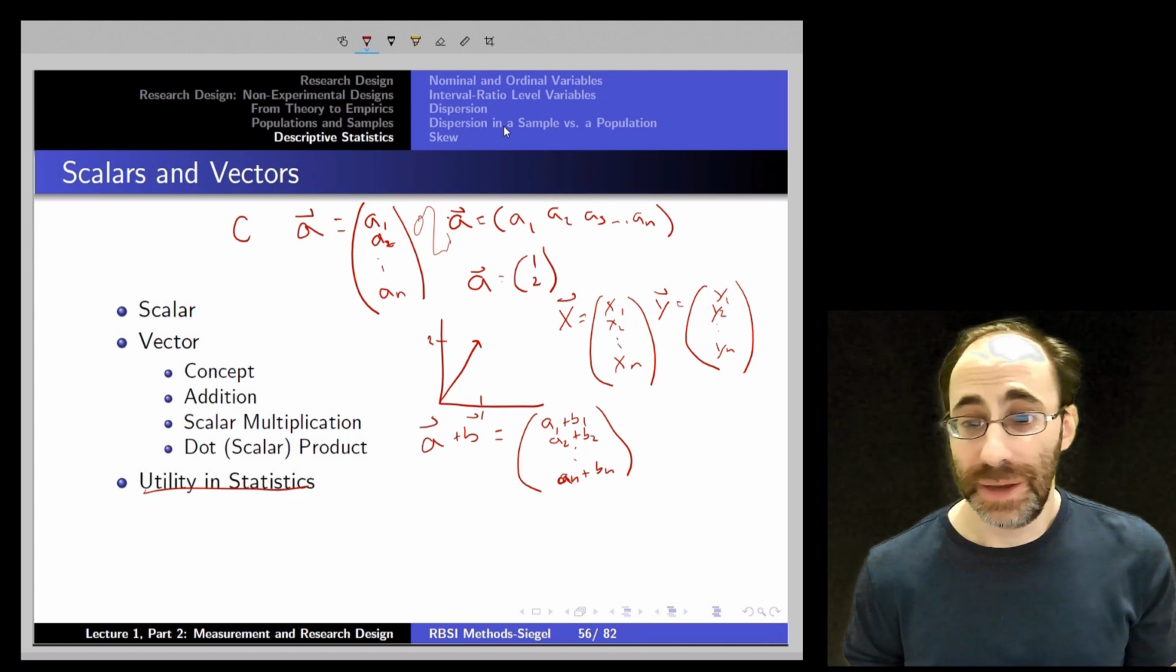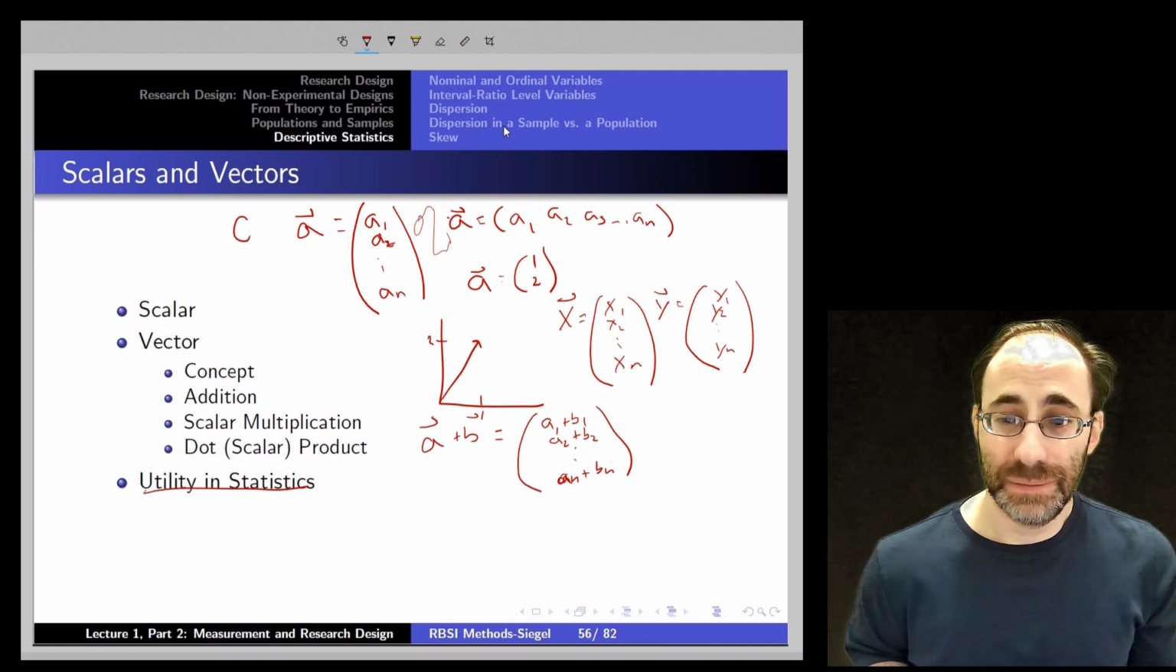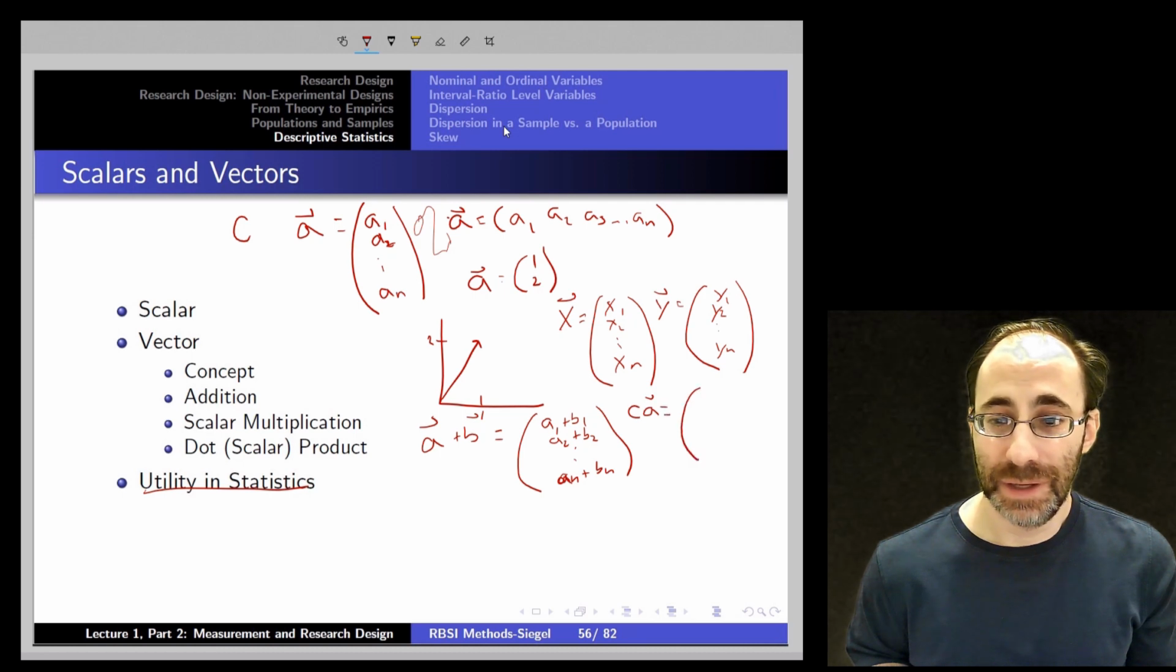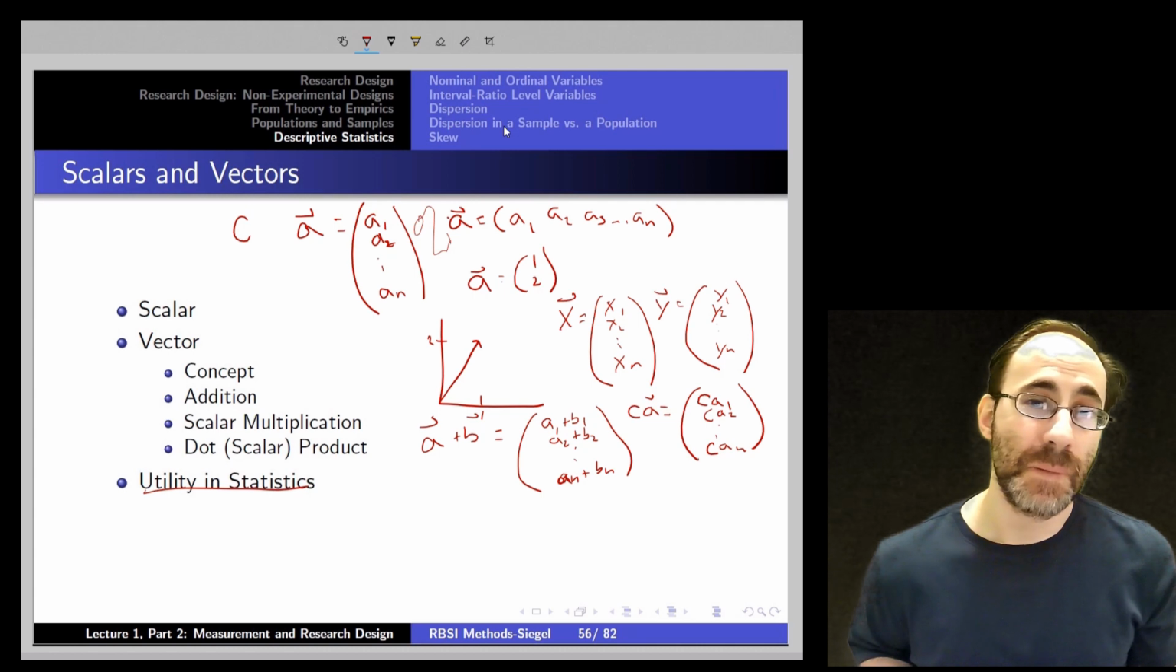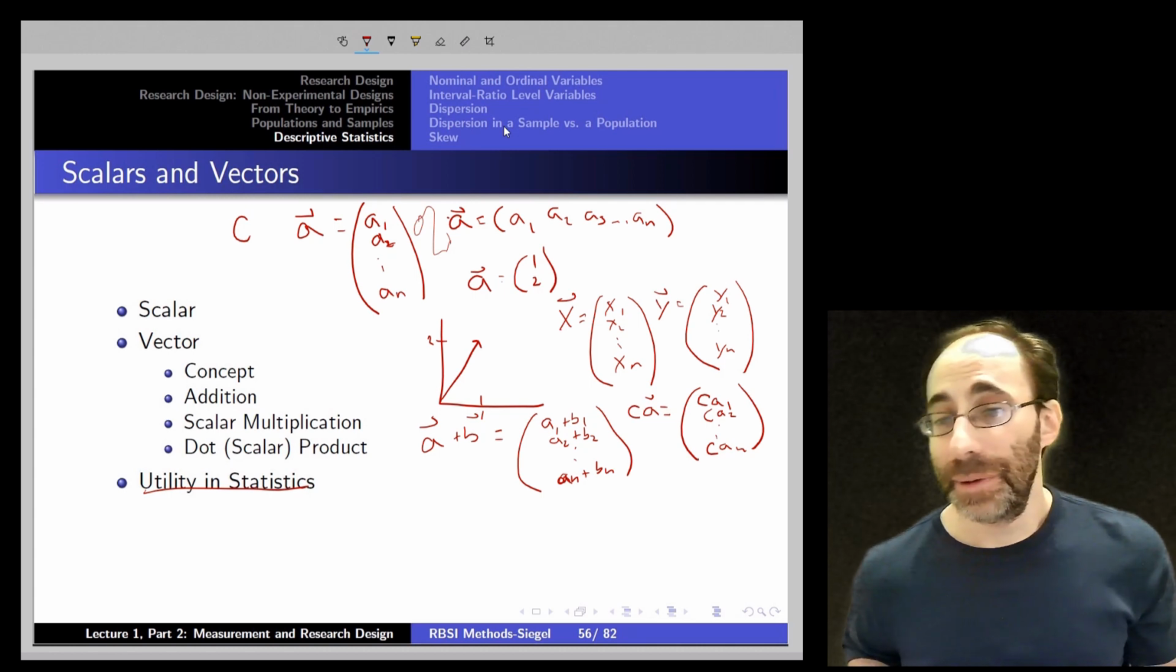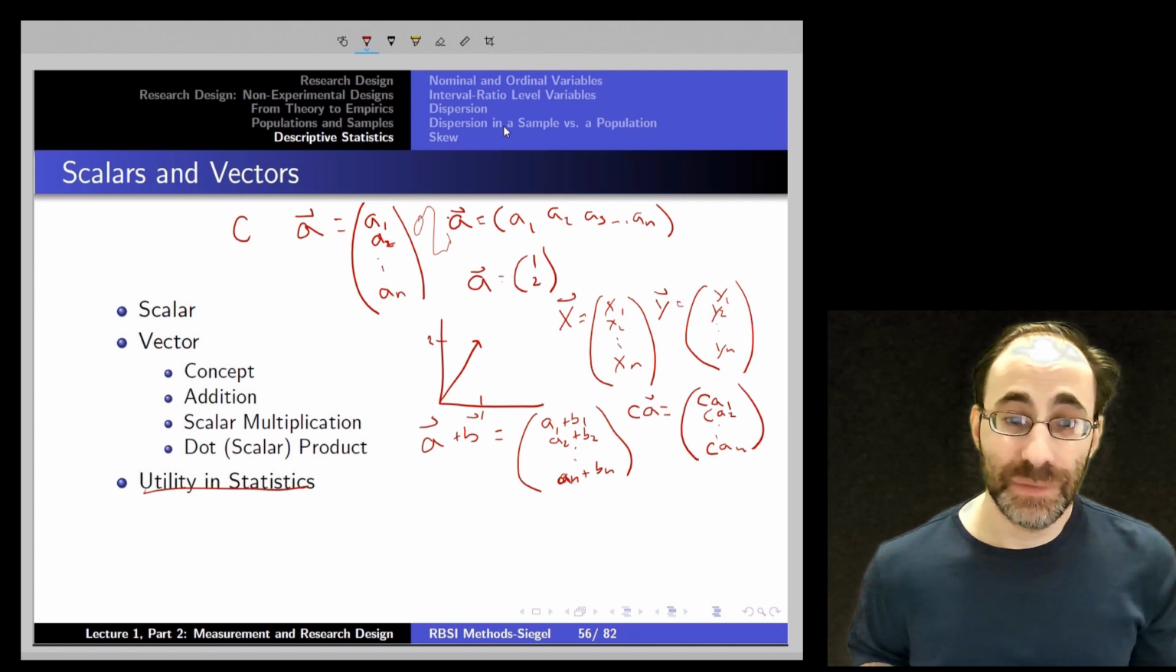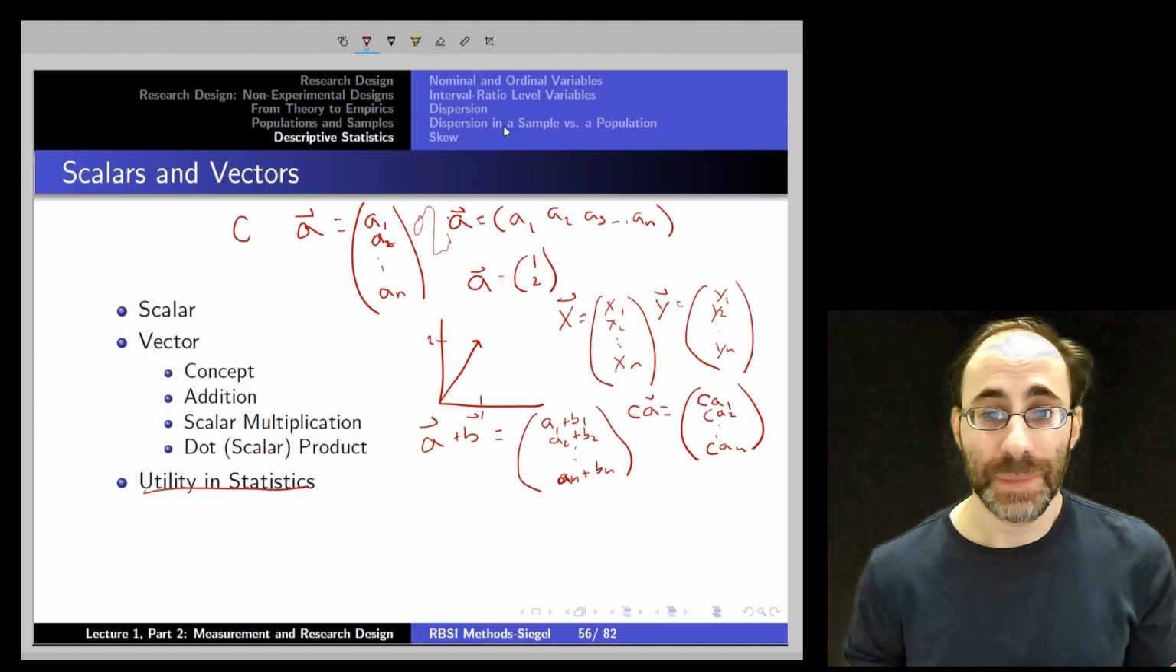Scalar multiplication works the same way. You take some scalar, some constant c, multiply it by vector a, and you multiply it element by element. So the first element is ca1, and then ca2, and then all the way down to can. That's it. So scalar multiplication, like vector addition, is relatively straightforward once you know how to do it.